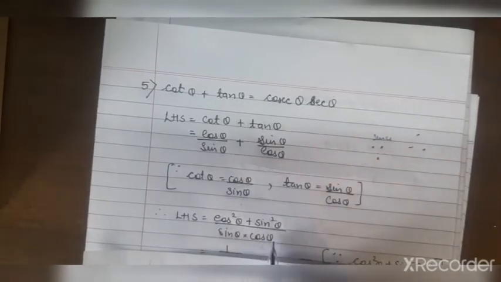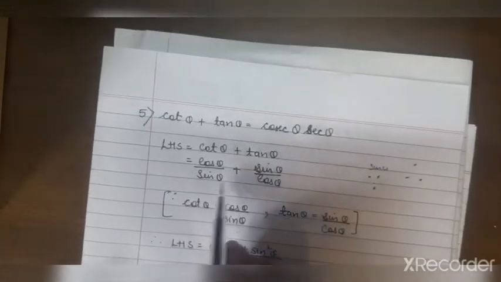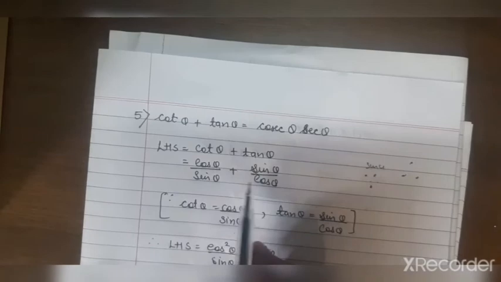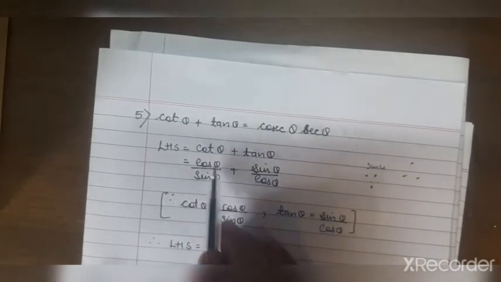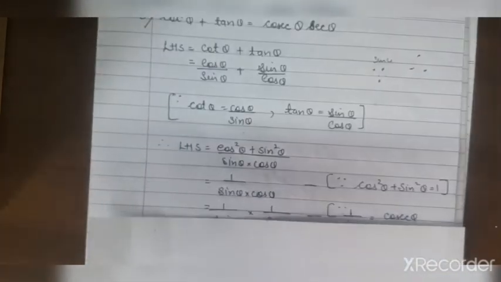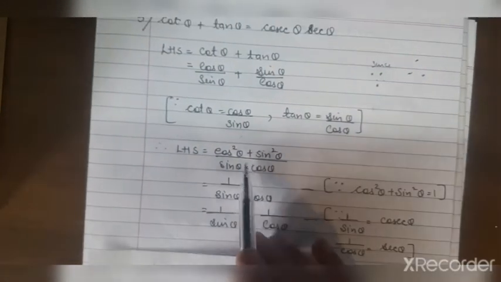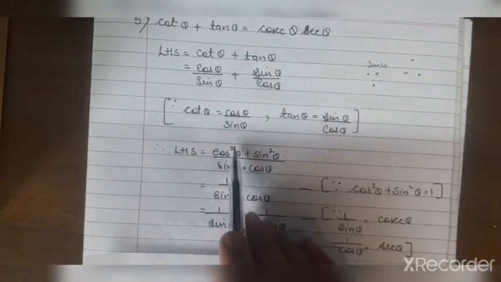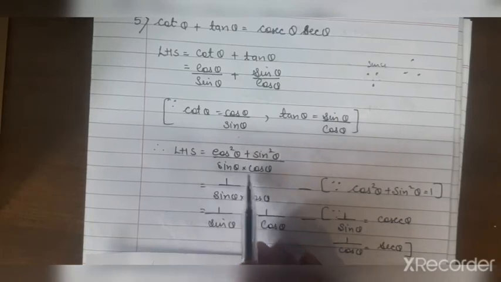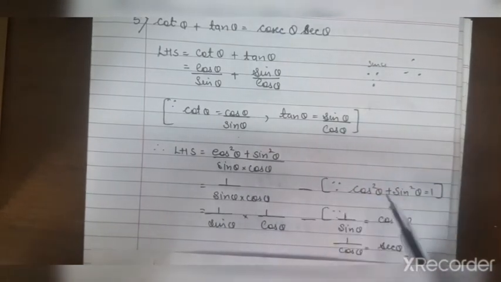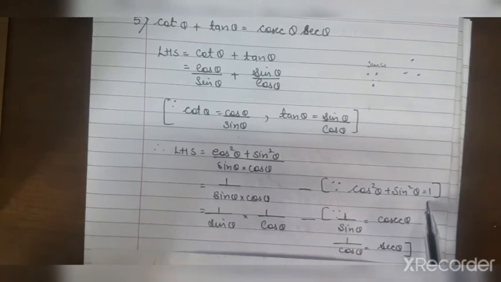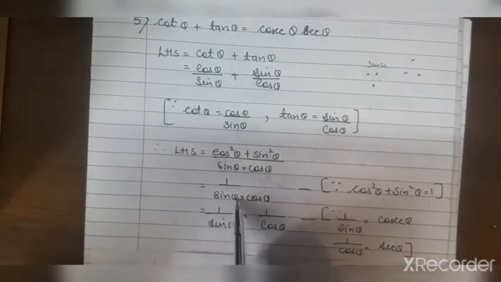Now we make the denominators equal here. So sine theta into cos theta. If we make the denominators equal, sine theta into cos theta, I have to multiply cos theta here and sine theta here. So cos square plus sine square. You will see here: cos square theta plus sine square theta upon sine into cos. We know the identity cos square theta plus sine square theta is 1. Therefore 1 upon sine theta into cos theta.